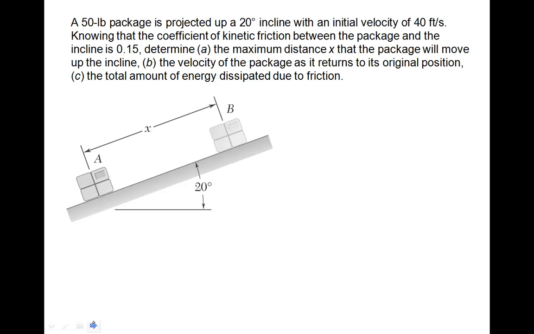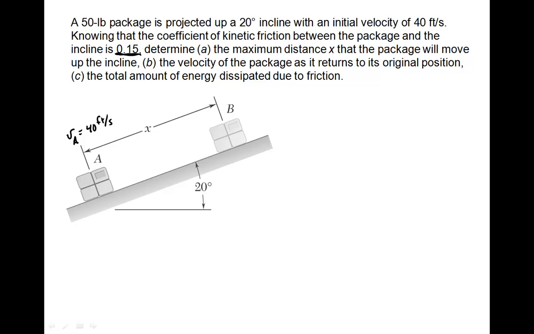So we're just going to do a real simple example. Here I have a 50-pound package sliding up an incline at 20 degrees, and it's going to start off down here at position A. So the velocity at A here is equal to 40 feet per second. The coefficient of kinetic friction between the package and the incline is 0.15. So some energy is going to be lost due to friction. That's what we're going to have to account for.